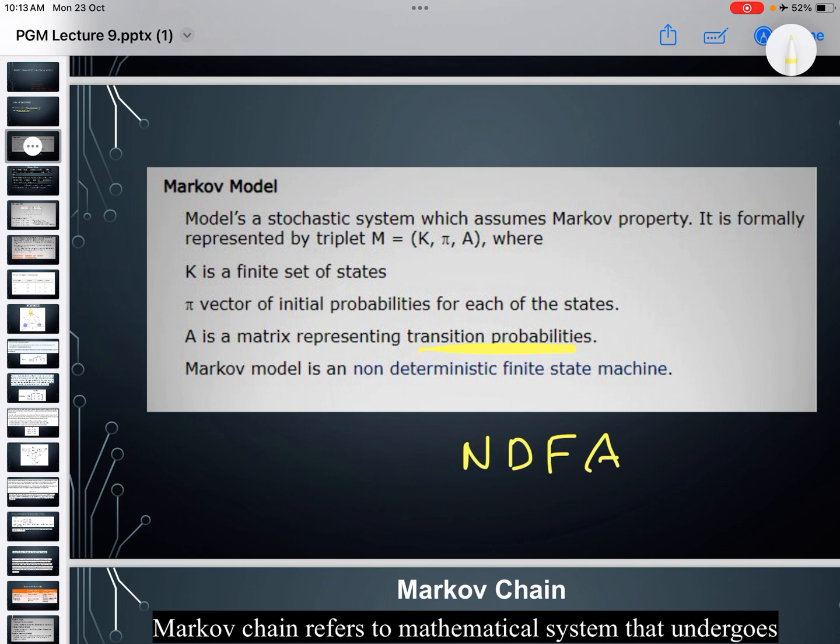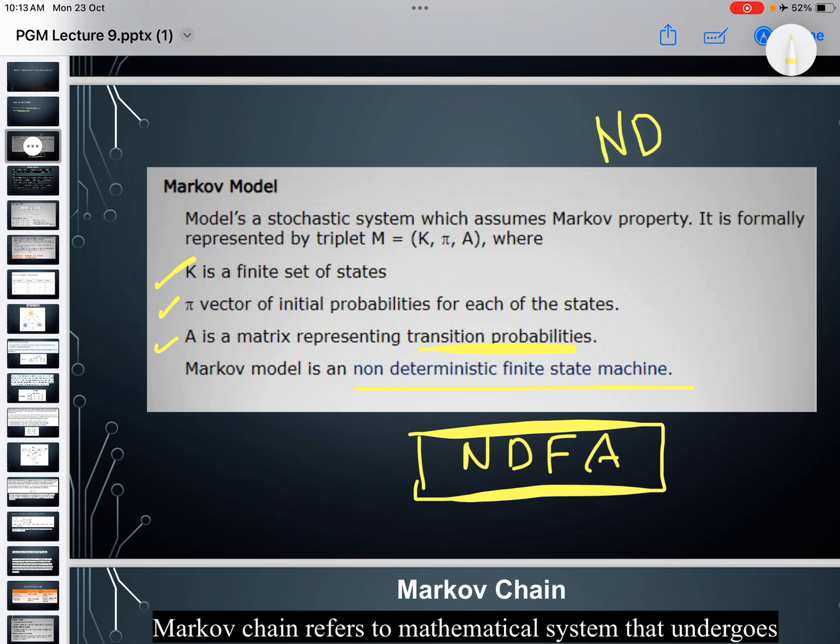A Markov model models a stochastic system which assumes Markov properties. It is formally represented by a triplet M equal to K, pi, A, where K is a finite set of states, pi is a vector of initial probabilities for each of the states, and A is a matrix representing the transition probabilities. A Markov model is a non-deterministic finite state machine.